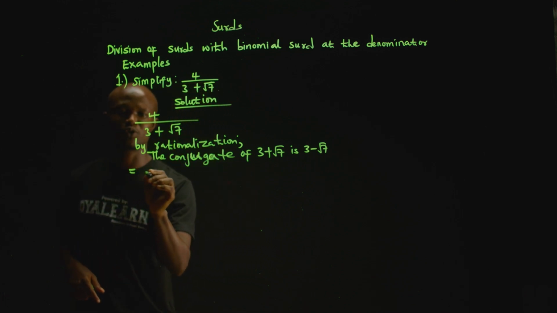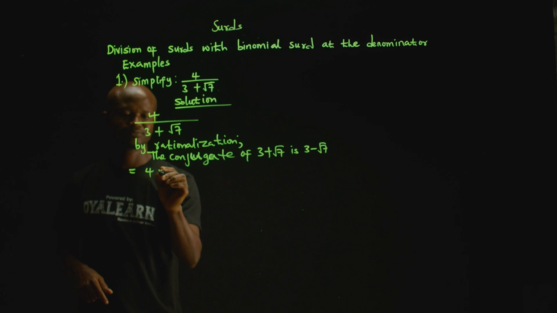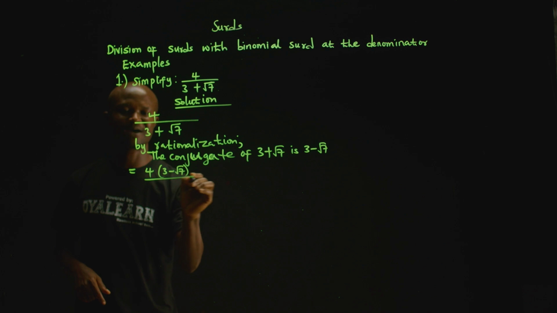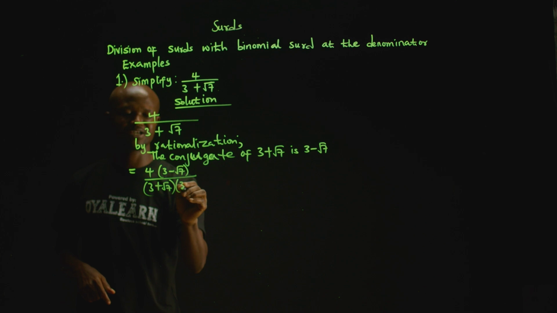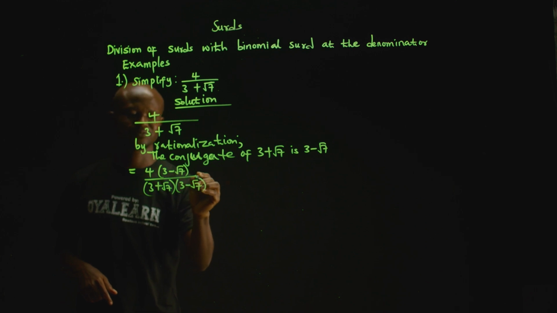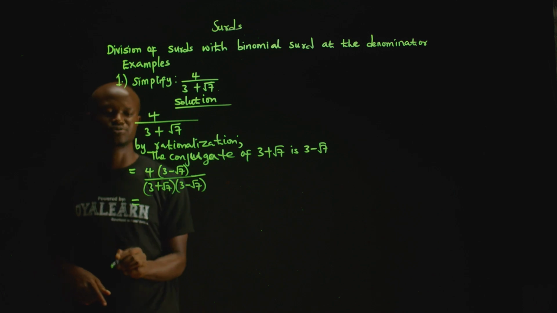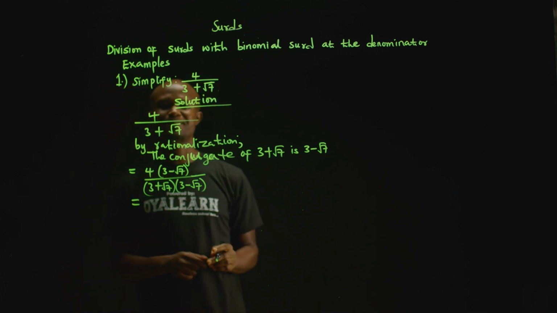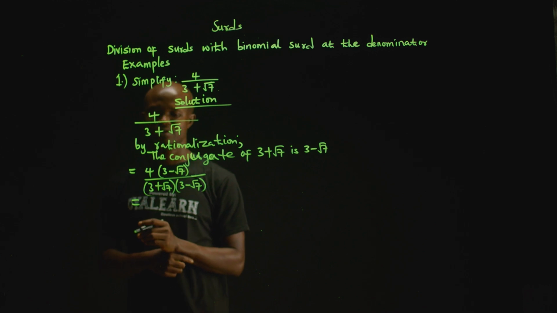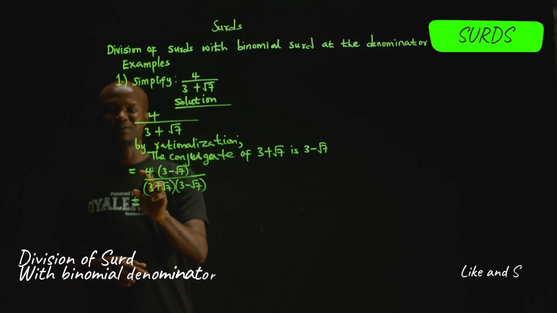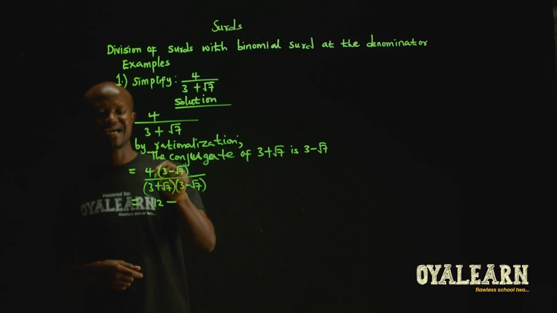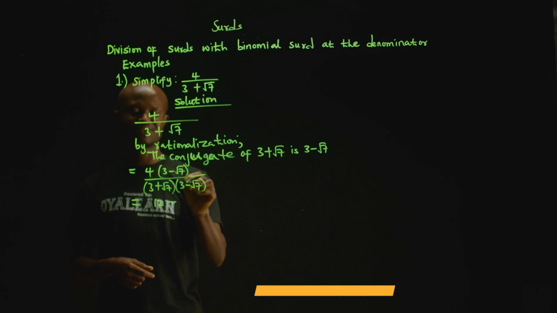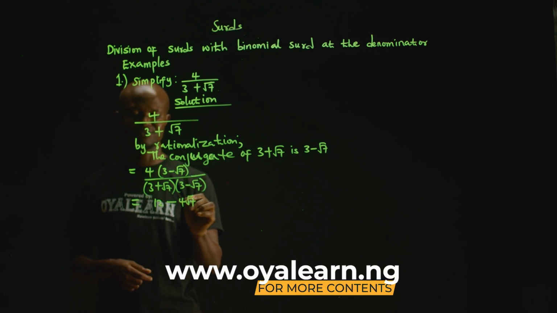We now have this to be equal to 4 times 3 minus root 7 divided by what? 3 plus root 7 times 3 minus root 7. This is equal to, we are going to expand the bracket at the numerator. The multiplier is 4. 4 times 3, 12. Then this same 4 we multiply by minus root 7. So we have minus 4 root 7.